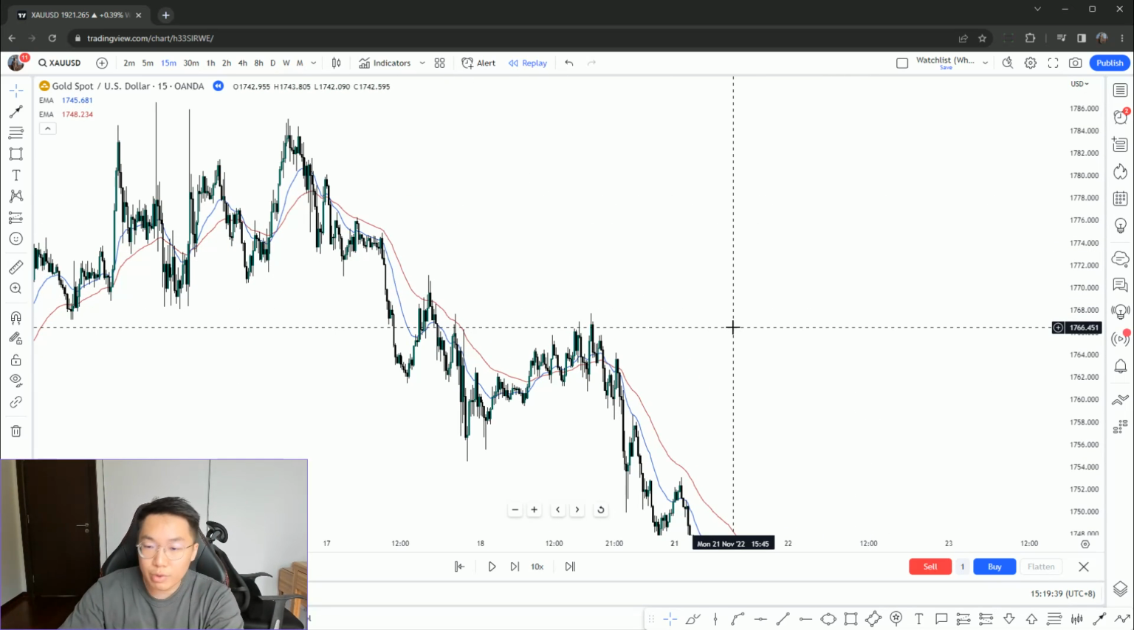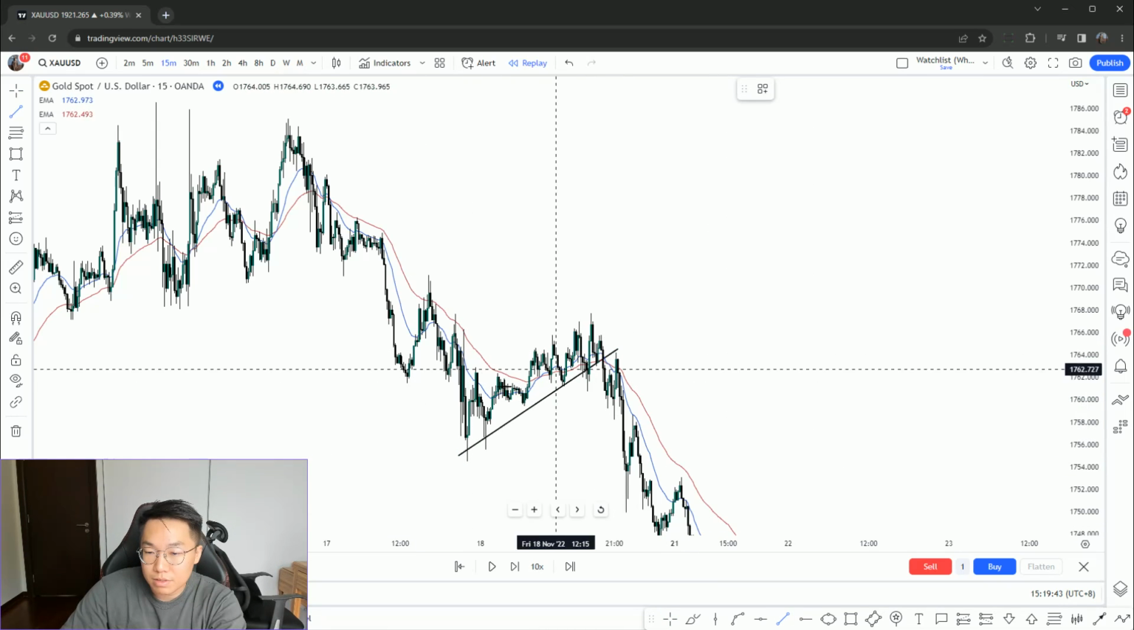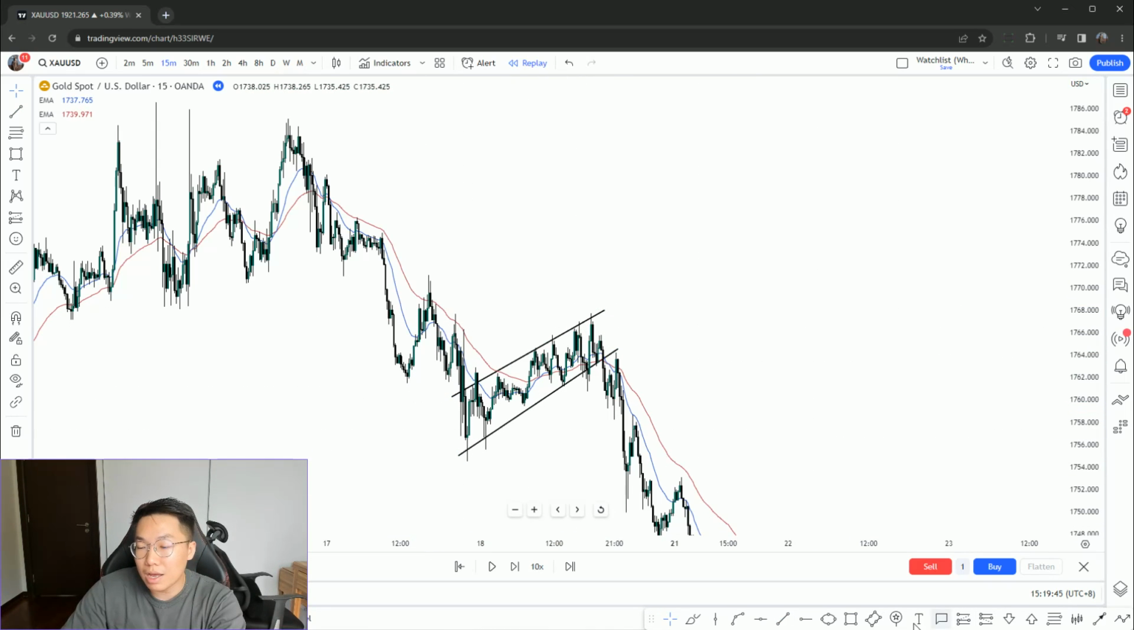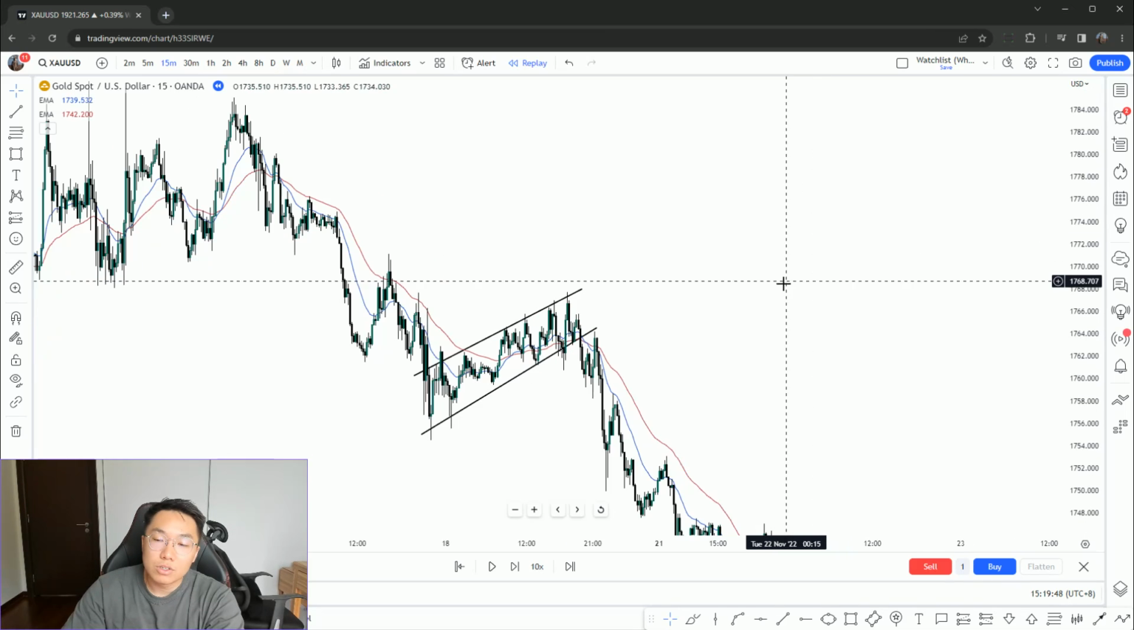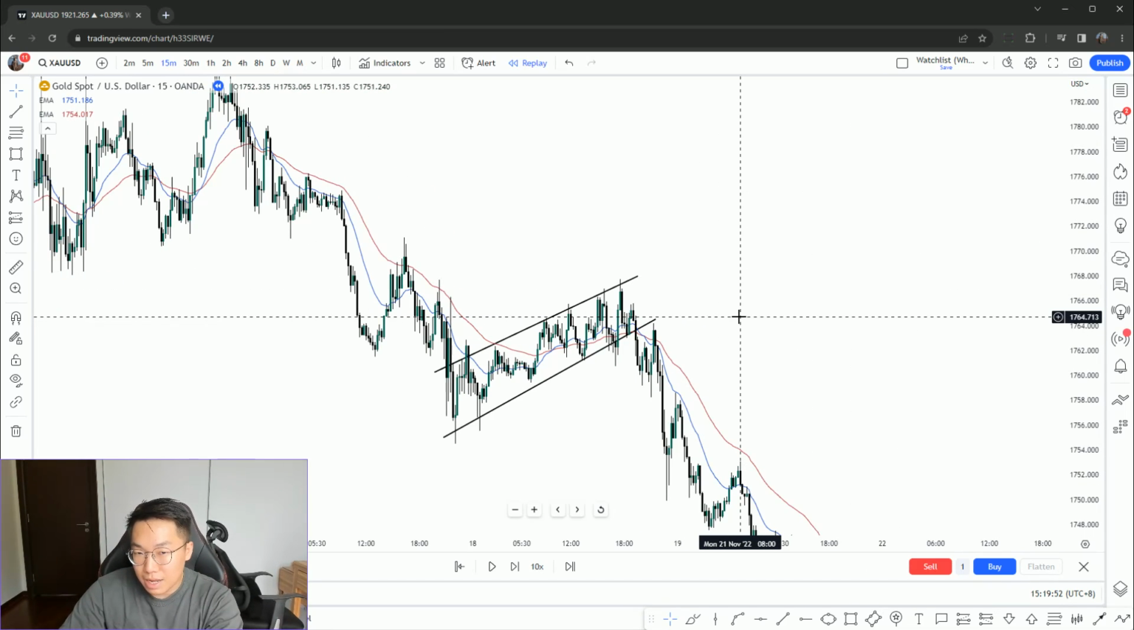There are two ways to actually trade a flag. The first one is what I call an aggressive method. Second one is what I call a conservative method. So an aggressive method technically means you're trading a flag anticipating the turning point.